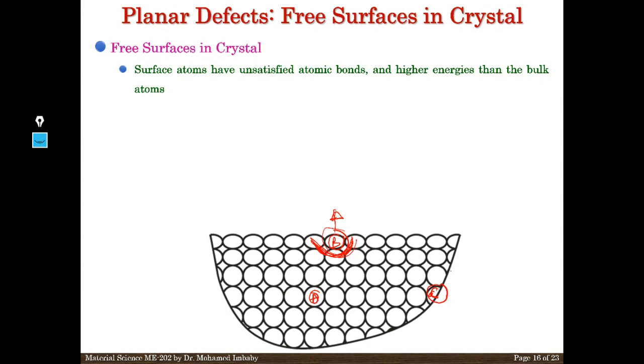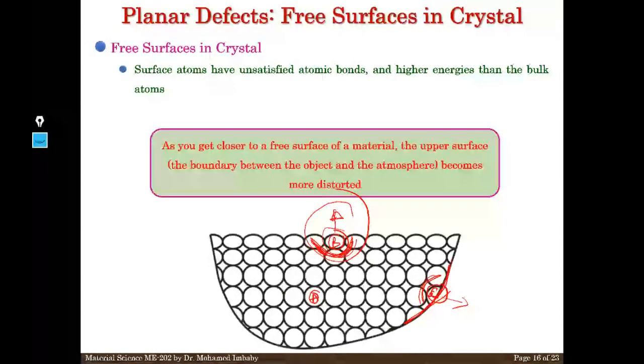At C as well. C is touching the surface and touching another atom. I expect it to be different as well, right? So I come to the conclusion here. A surface atom has unsatisfied atom bonds. Correct. Because it is bonded with the atoms beneath it, but the upper part is not connected. And it has higher energy than the bulk atoms.